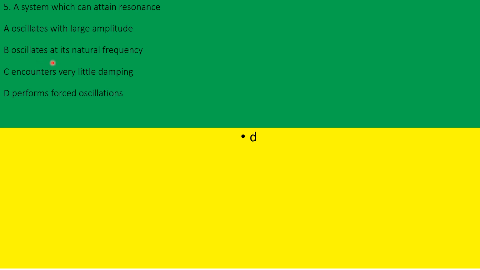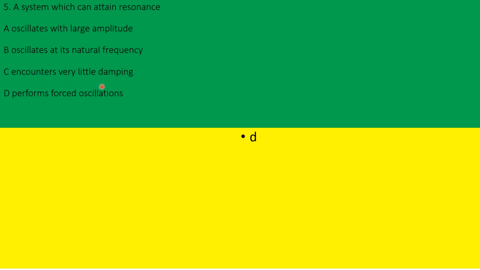B says oscillate at its natural frequency. Of course it should not; it should rather oscillate at the driver's frequency. If the driver's frequency is equal to the natural frequency, boom, then resonance. But the system itself should not be vibrating at its natural frequency. It should be vibrating with the frequency of the driver, which means forced vibrations. So that system is performing forced vibrations whose frequency is equal to the frequency of the system forcing it to vibrate. So this is not true.